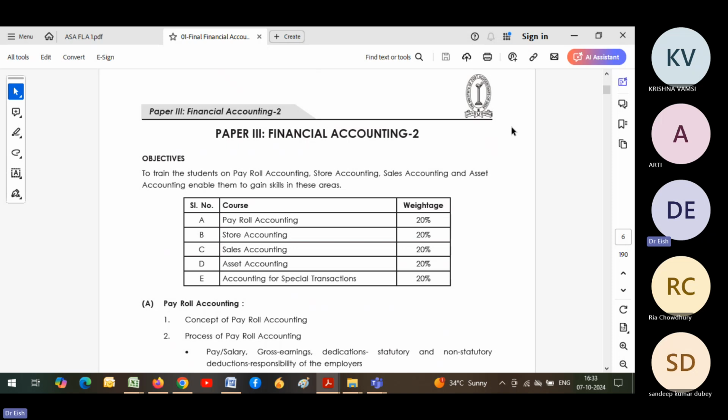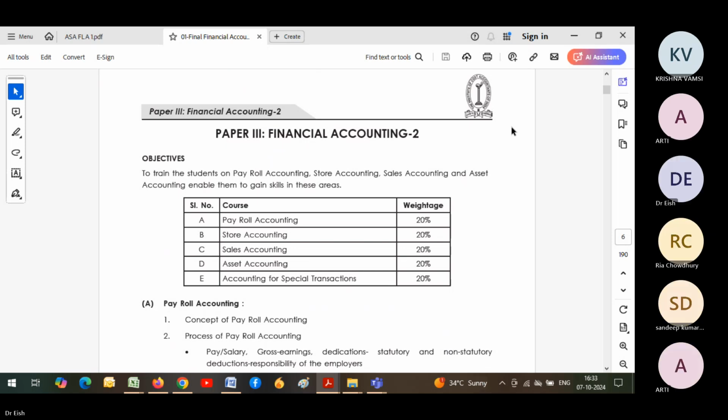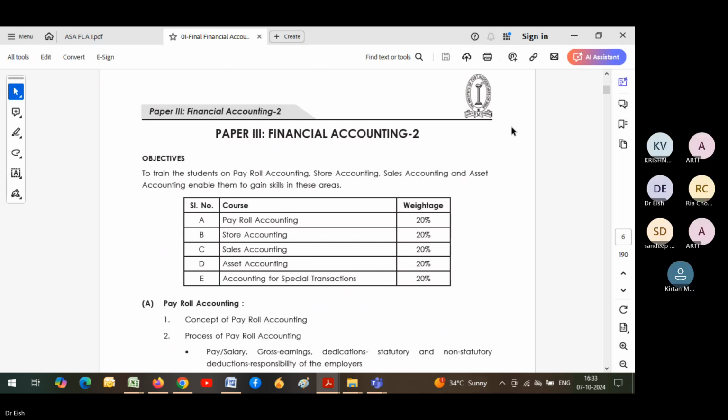How do you do the sales? Whether sales is booked on a realized basis or on a booking basis. We'll do the sales accounting and see whether Ind AS is applicable, and what else is applicable.